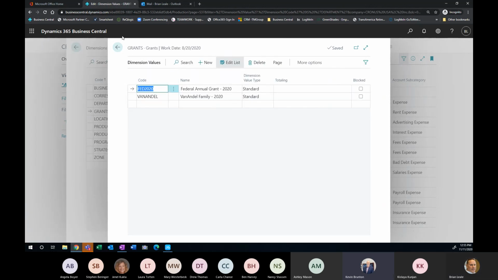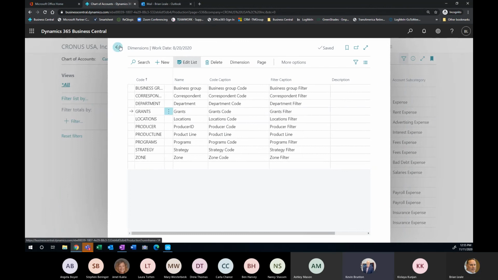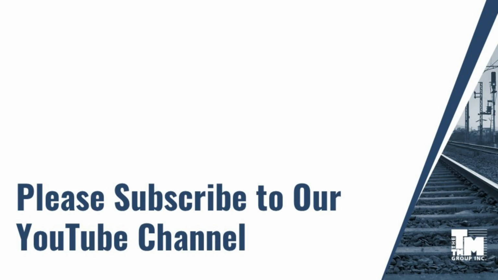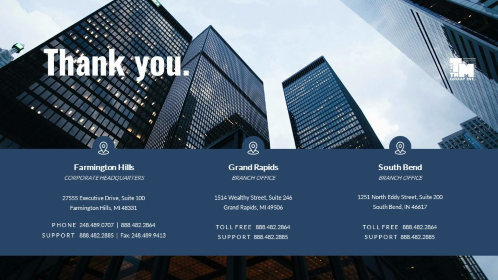And then the other big advantage that dimensions have is you can break things down by more than one dimension. So when we start looking at something like payroll expense, we can have parts of it broken by grant, parts of it broken by department, and parts of it broken down in other ways. So it really becomes a much more flexible way to slice and dice our data at the general ledger and really throughout the system level.